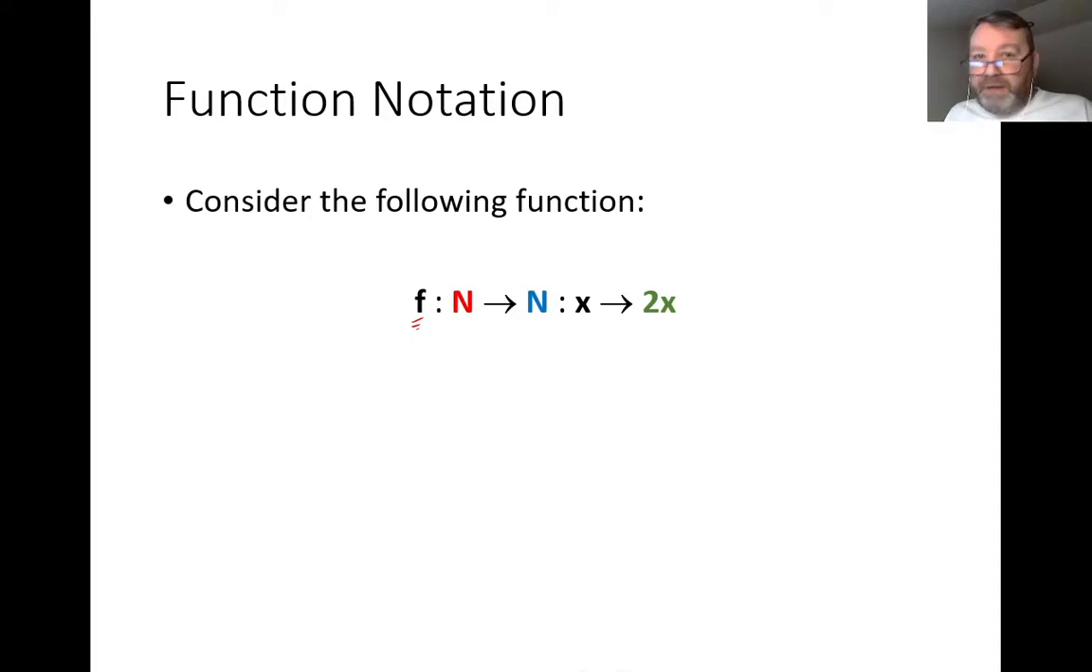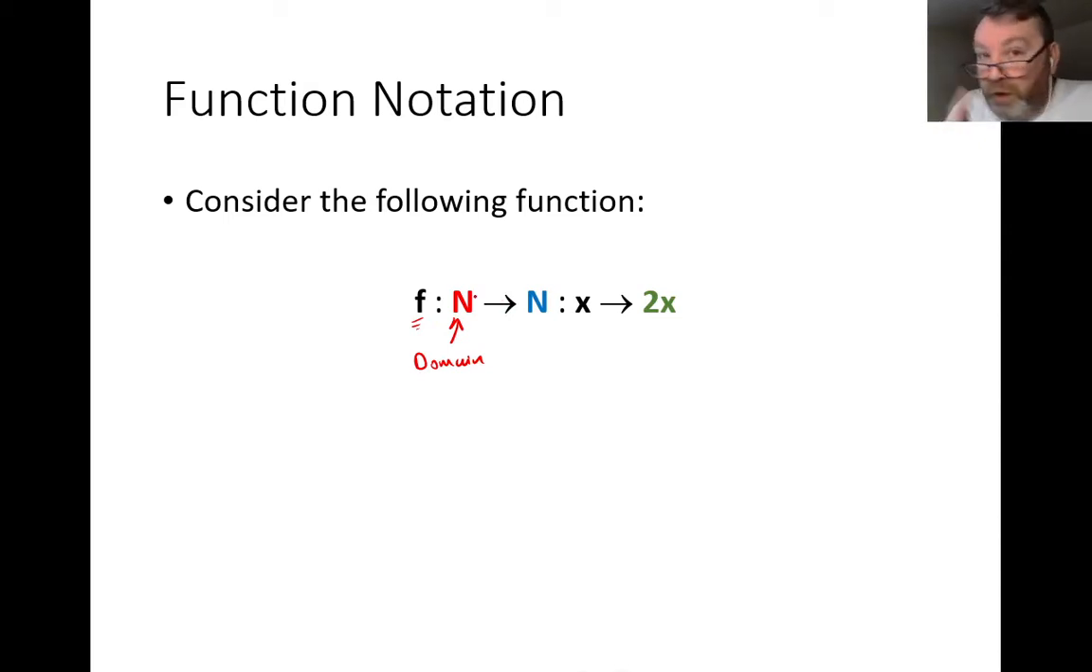But we can use g, h, i, we can use a, b, c, x, y, z, it doesn't matter. But every function has to have a name, a small case letter. Then what it tells me is where my domain values are coming from. Now in this case, all my domain values are coming from the set of natural numbers. 1, 2, 3, all positive whole numbers, okay?